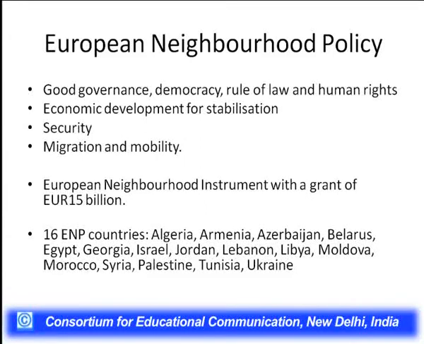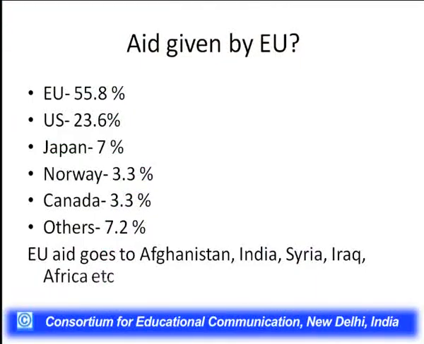The European neighborhood instrument has a grant of nearly 15 billion euros. And the countries which fall into this category of European neighborhood policy are Algeria, Armenia, Azerbaijan, Belarus, Egypt, Georgia, Israel, Jordan, Lebanon, Libya, Moldova, Morocco, Syria, Palestine, Tunisia and Ukraine. So these are the countries where the European Union is promoting this European neighborhood policy.